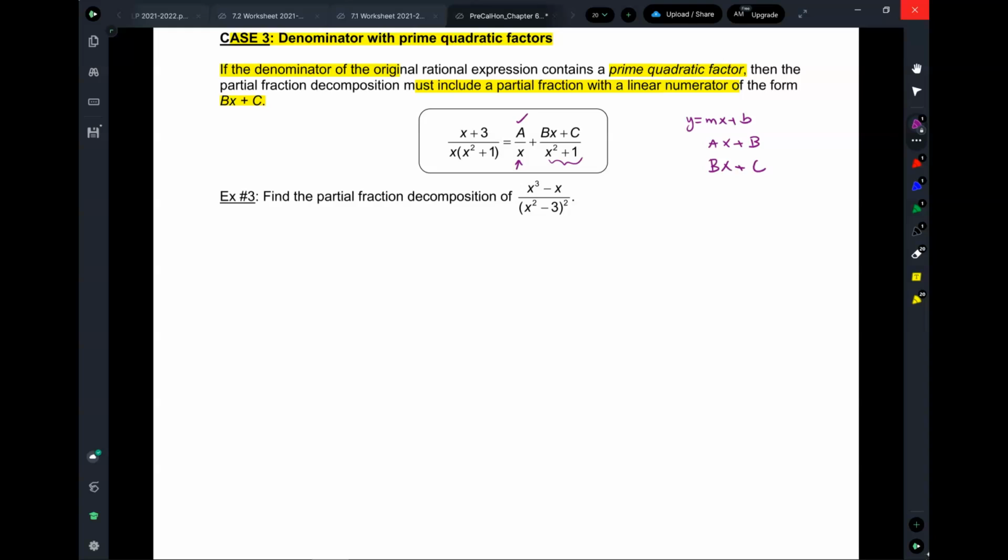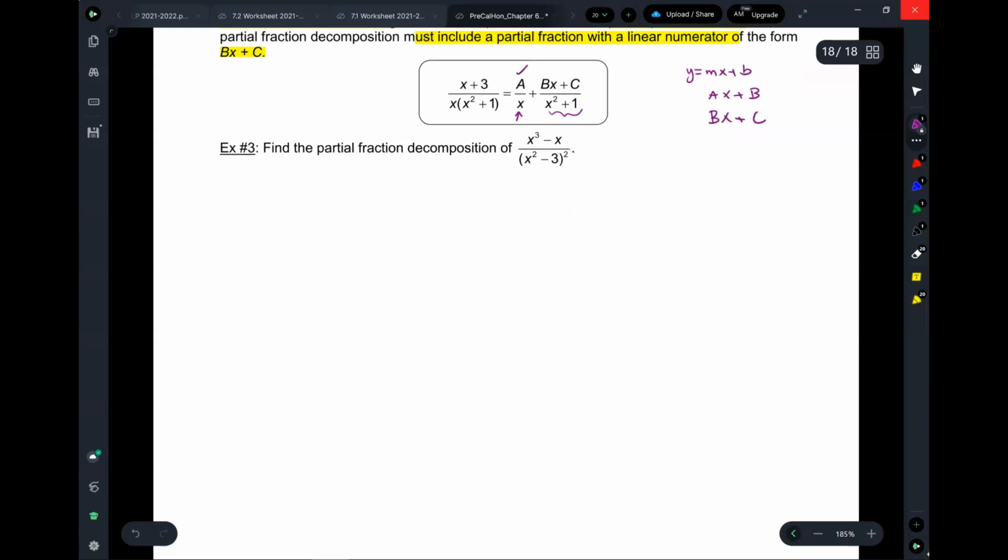Okay? All right, so let's do this next one. I have x cubed minus x over (x squared minus 3) squared equal to, okay, two fractions here. One with x squared minus 3 and one with (x squared minus 3) squared.